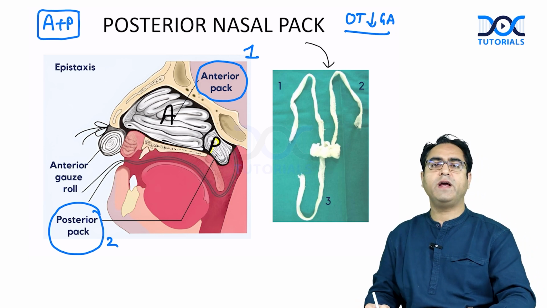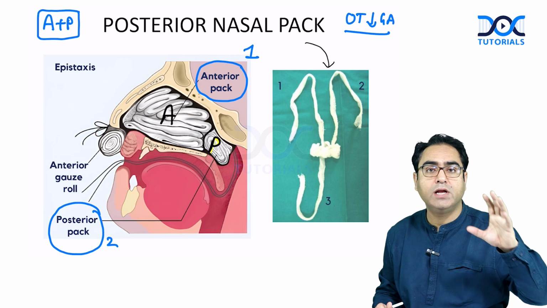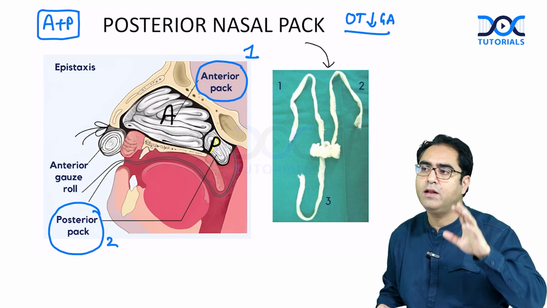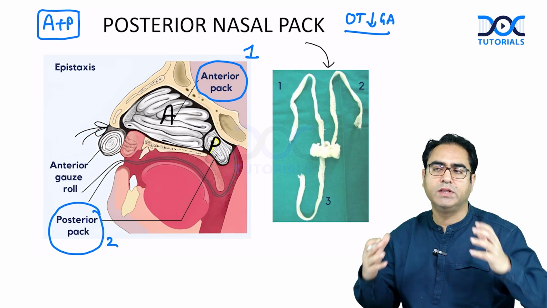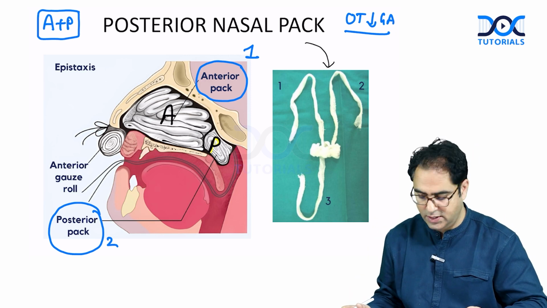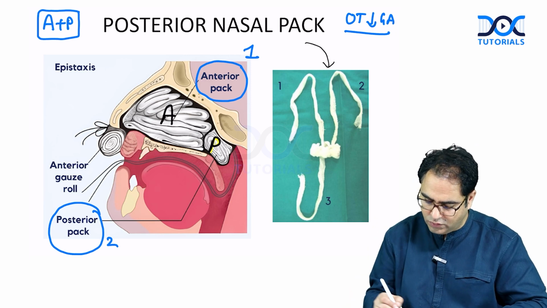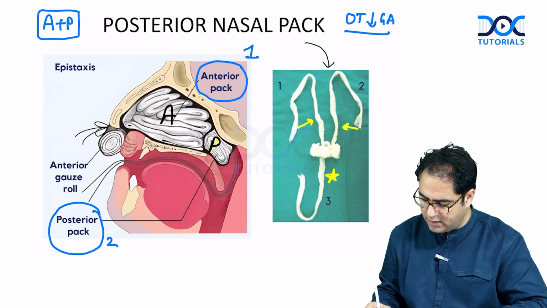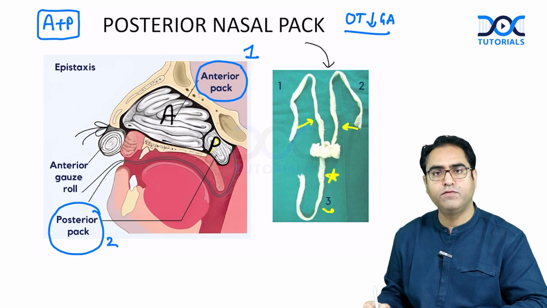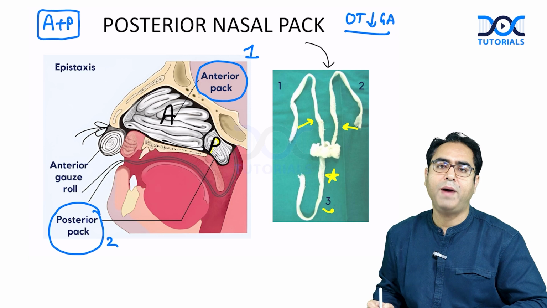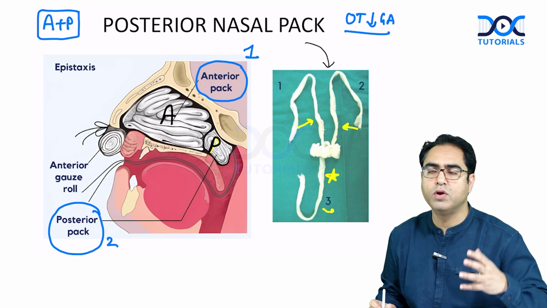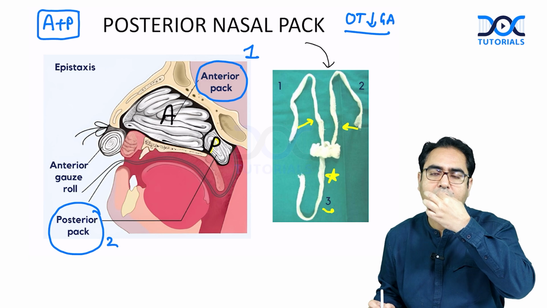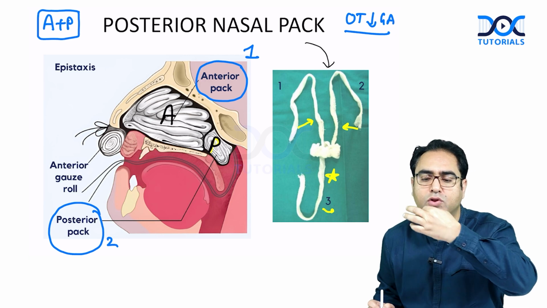Okay. So let's revise. Posterior nasal packing is a major procedure done in the operation theatre under general anesthesia and it's always done in conjunction with the anterior nasal packing. Okay. So these two threads are to stabilize the pack in the nose, and the third thread is for removal of the pack after a few hours. Because you want to remove the pack, the third thread is hanging in the throat and you hold this thread and pull it back through the mouth and throw it in the dustbin.